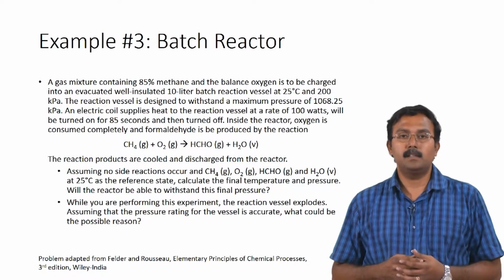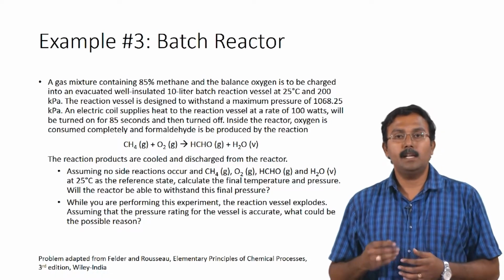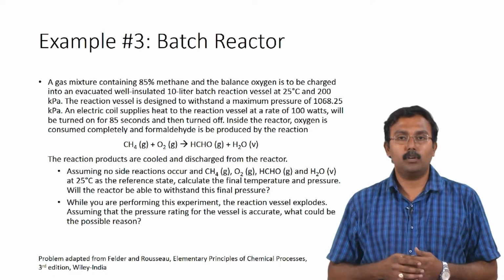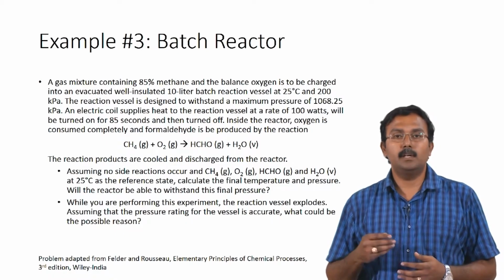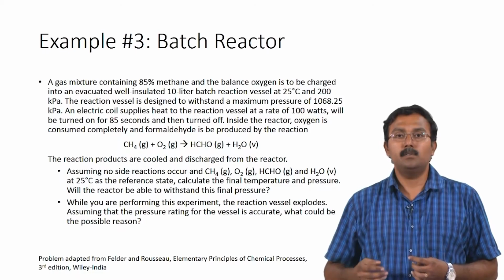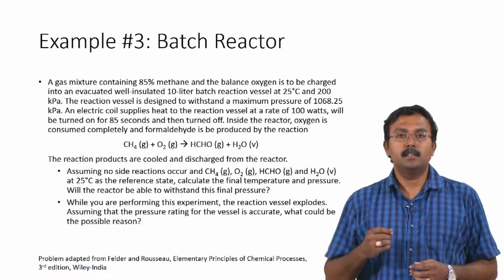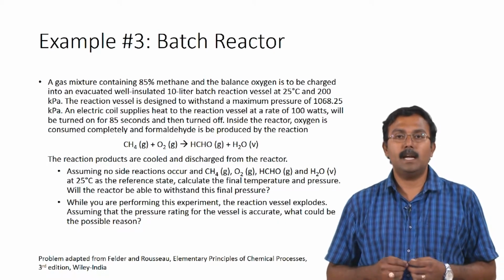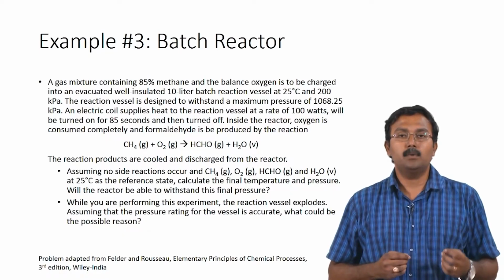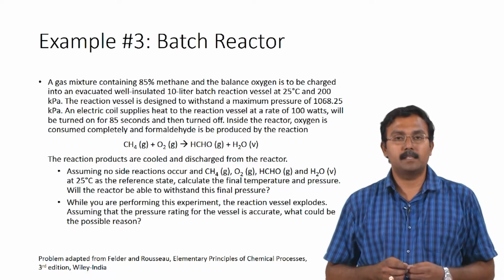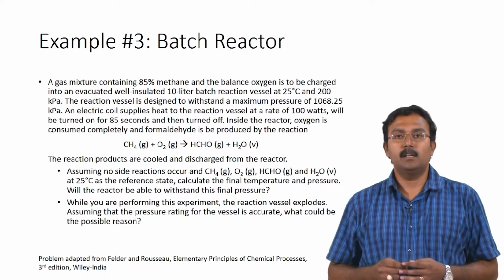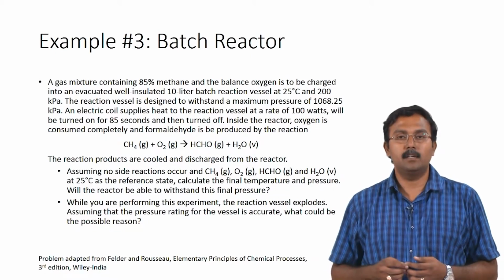The problem statement reads: a gas mixture containing 85% methane and the balance oxygen is to be charged into an evacuated, well insulated 10 liter batch reaction vessel at 25 degrees Celsius and 200 kilopascals. The reaction vessel is designed to withstand a maximum pressure of 1068.25 kilopascals. An electric coil supplies heat to the reaction vessel at a rate of 1000 watts and it will be turned on for 85 seconds and then turned off.